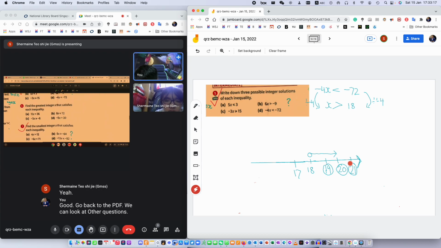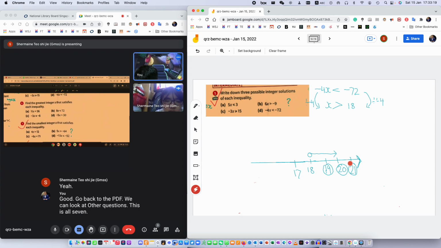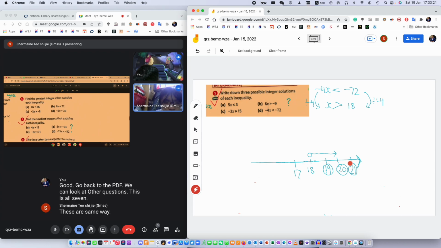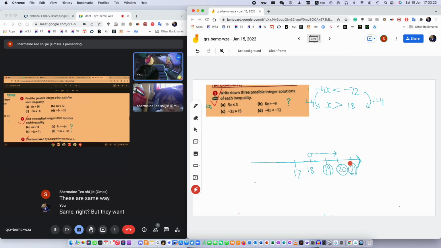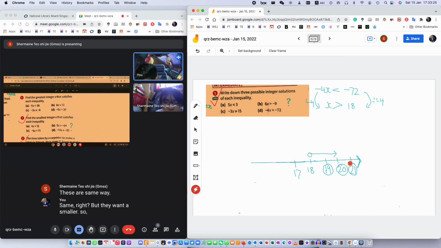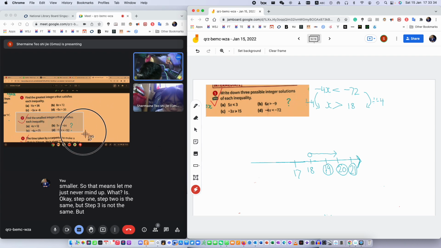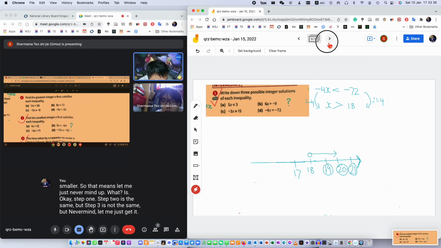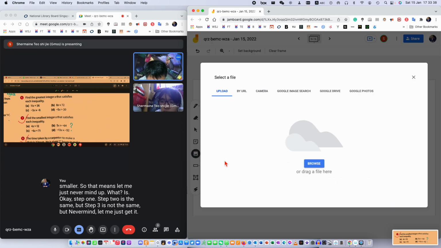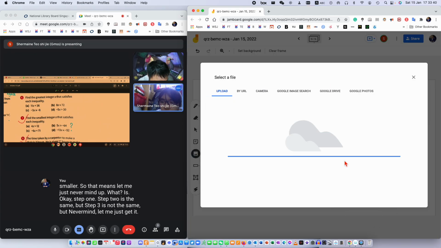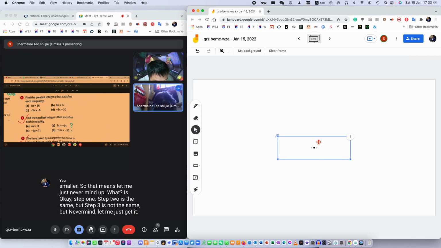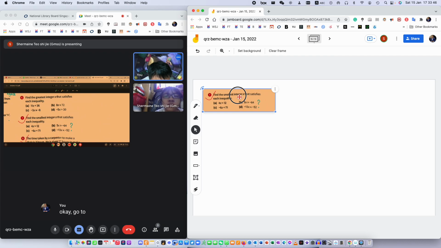This is all 7. This is the same, right? Same, right? But they want the smallest, huh? So that means, let me just, never mind. It's okay. Step 1, step 2 is the same, but step 3 is not the same. But never mind. Let me just get it. Okay, go to 15.